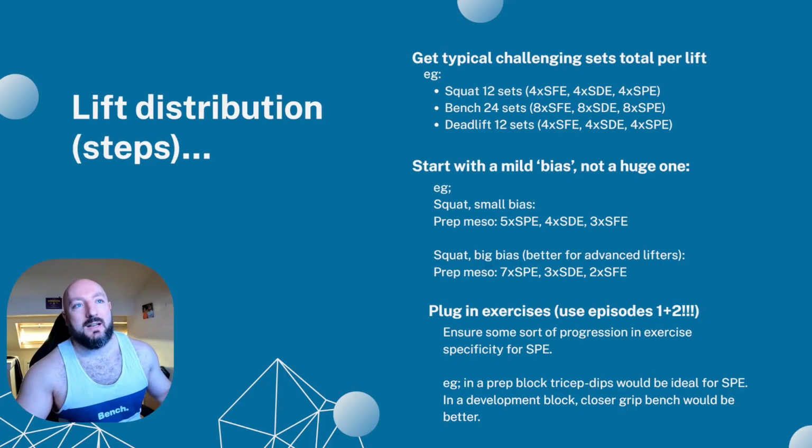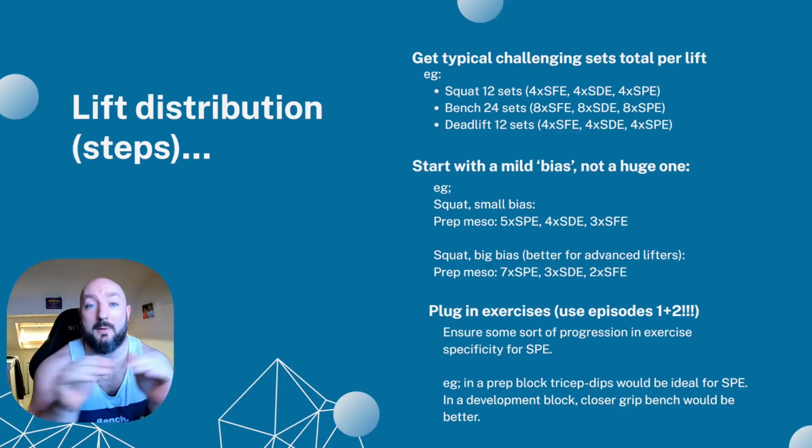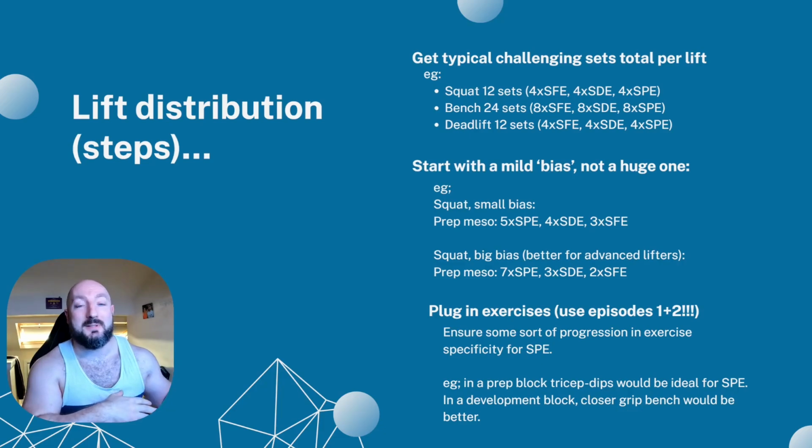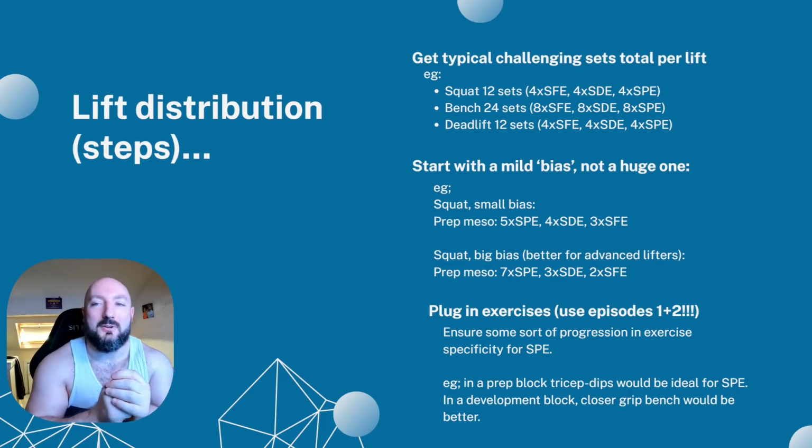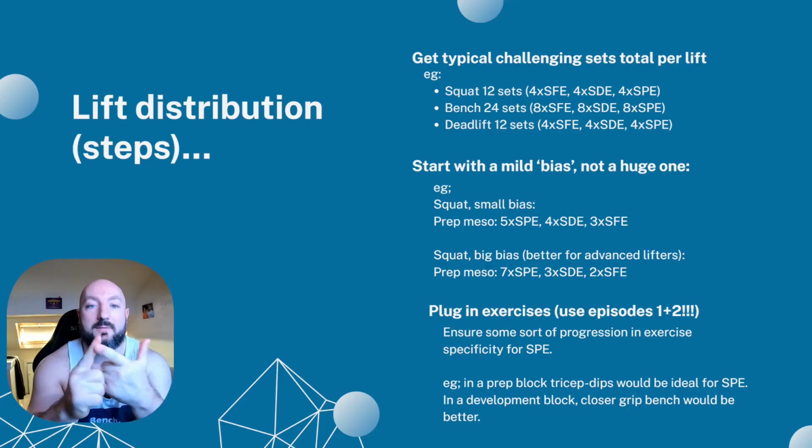First, get the challenging sets total per lift. Let's say you're on a foundational week where you're balancing absolutely everything and you're a beginner lifter. As per my other episodes 1, 2, and 3, where we do a typical microcycle, there are 3 or 4 sets per movement. Let's just say it's 4 sets per movement to keep things simple. That's 4 SDE, 4 SFE, and 4 SP, so 12 slots per exercise.